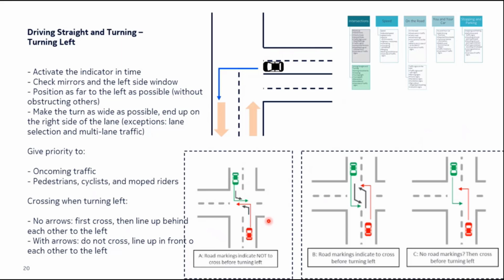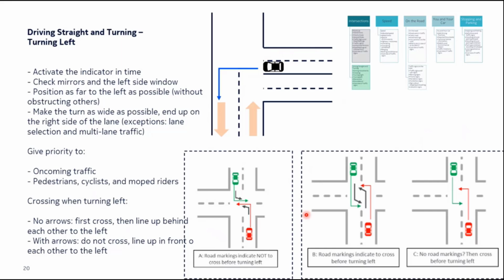Now, like I said, if there are road signs, just follow the road signs. And this road sign says cross first and then turn. So this car is crossing the green car till here. This green car crosses the red car till here, and then they make a turn. Okay, so just following the road signs.